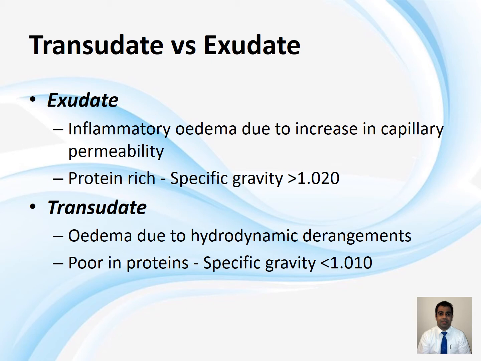A transudate, on the other hand, is due to a change in the hydrodynamics at the capillary bed. So it's either due to a loss of plasma oncotic pressure or an increase in capillary hydrostatic pressure. Loss of oncotic pressure or increase in hydrostatic pressure leads to fluid, mainly water, leaking out from the intravascular space to the interstitium. Because it's water that leaks out, and because the capillary wall integrity is maintained, the proteins do not leak out. So the transudate fluid is poor in proteins and has a low specific gravity.